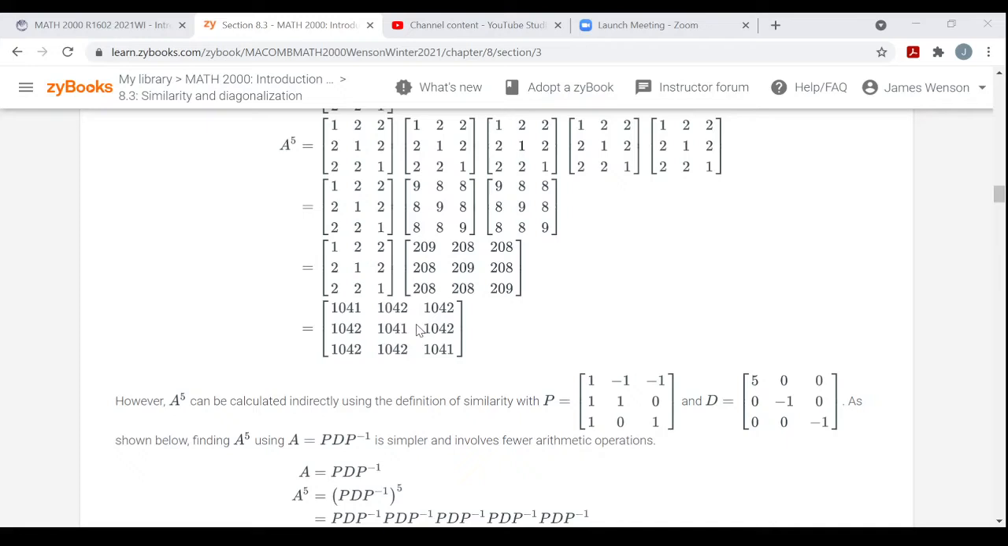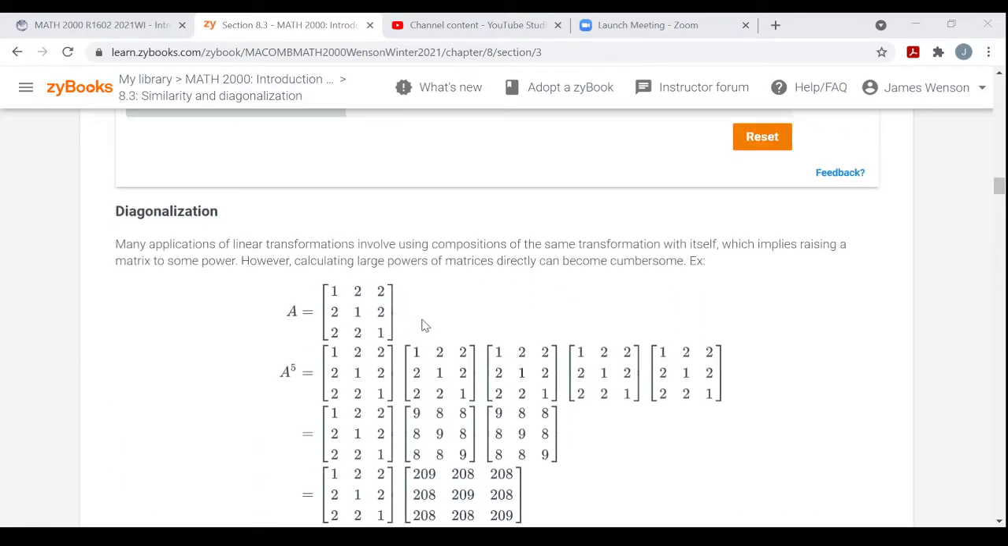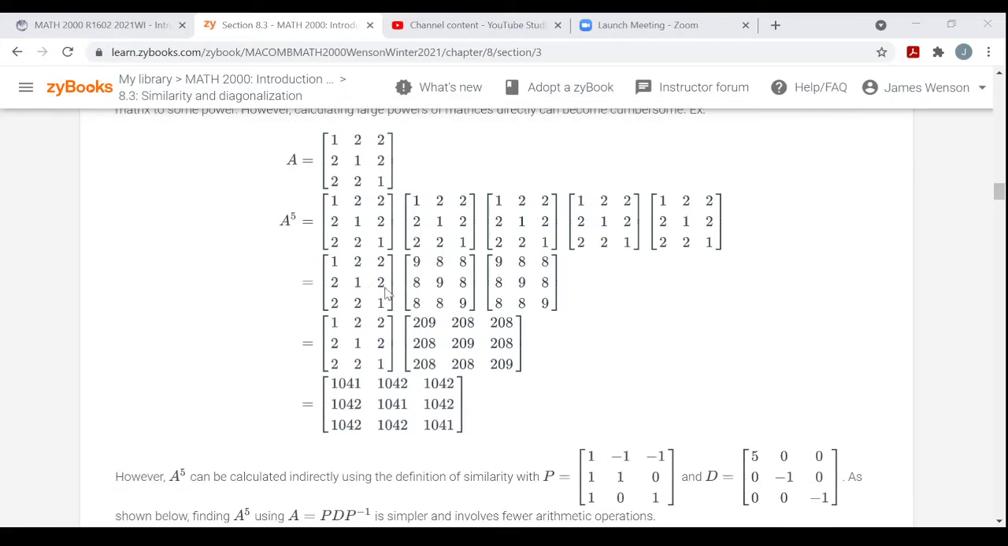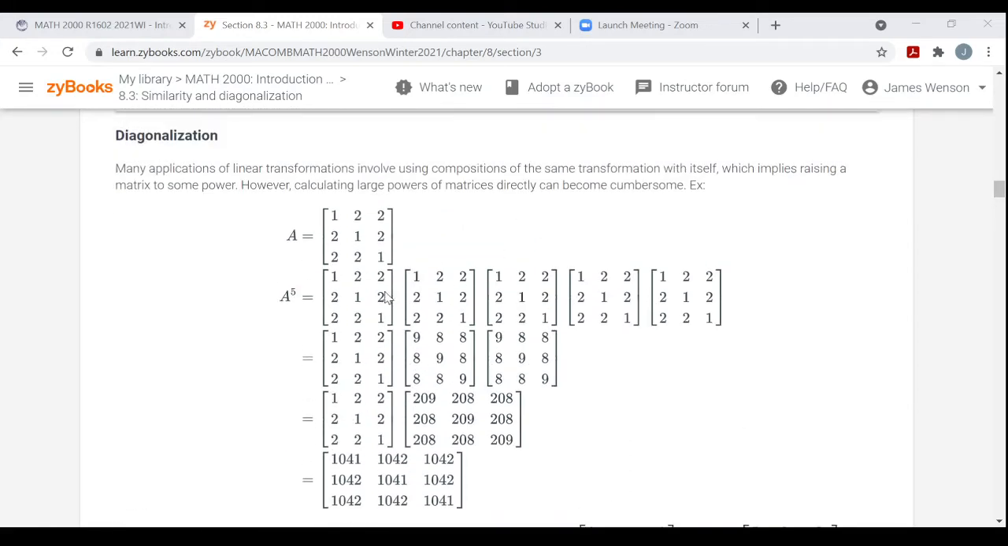Well, what we're going to see is that if we can find a diagonal matrix that A is similar to, it'll be very easy to take higher and higher powers of A instead of having to do it the long way. Now the 5th power isn't that high, but you're going to be able to use the fact that A is similar to a diagonal matrix to even raise A to the 100th power, the 1000th power, and do it relatively easily.